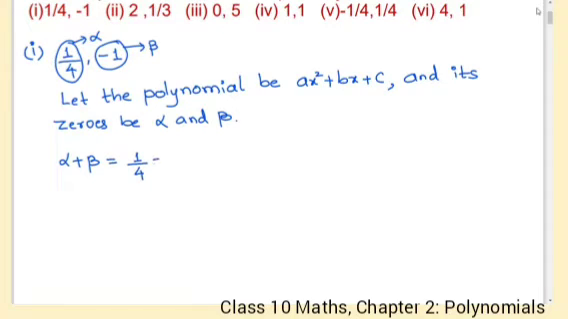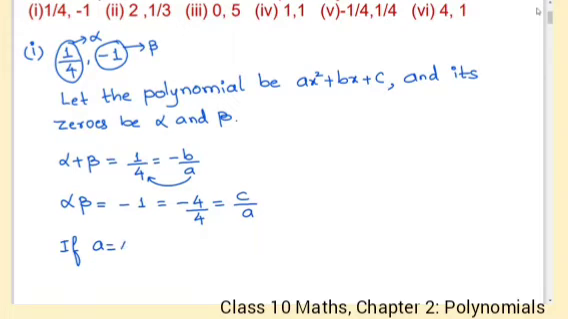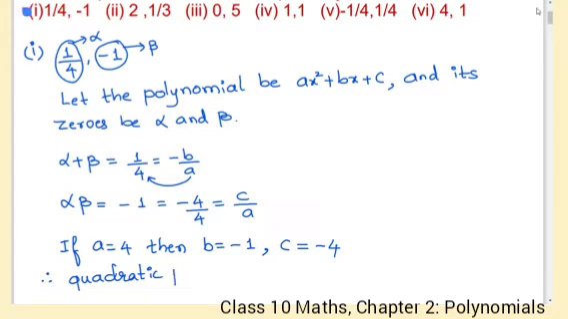Alpha plus beta is equal to 1 by 4, that is minus b by a. Alpha into beta is equal to minus 1, that is you can write it as minus 4 by 4, which is equal to c by a. If a is equal to 4, then b is equal to minus 1 and c is equal to minus 4. Therefore, quadratic polynomial is 4x square minus x minus 4.